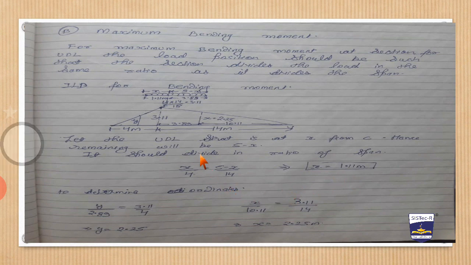Okay, now we have to calculate the maximum bending moment. So we need these ordinates, this y and this x. We will calculate these by similar triangles. So y upon this distance, which is 4 minus 1.11, that is 2.89, will be equal to 3.11 upon 4, so we will get y equals 2.25. In the next triangle, x upon 10.11 should be equal to 3.11 upon 14, so that will be equal to 2.25. Okay.